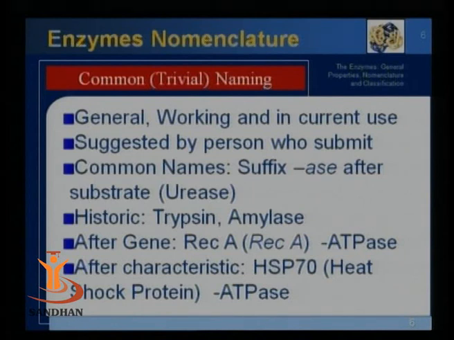Then historic types of enzyme names are also there, such as trypsin and amylase. These enzymes do not follow this rule, but they are historically proven and accepted names. After the gene, that is RAK, ATPase, after some characteristic. So these are the different aspects: after the name of a gene we put the enzyme suffix, and after a characteristic, such as HSP70, a heat shock protein, we also have to put ATPase.